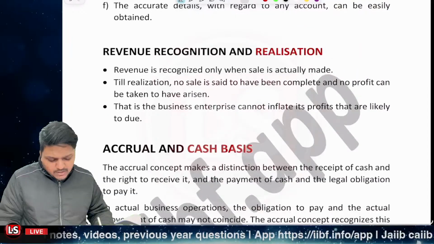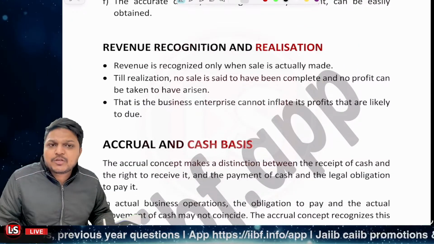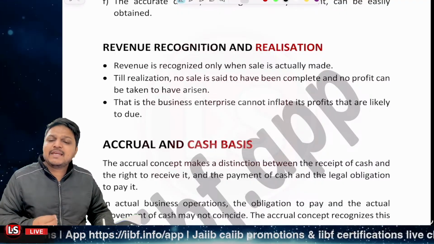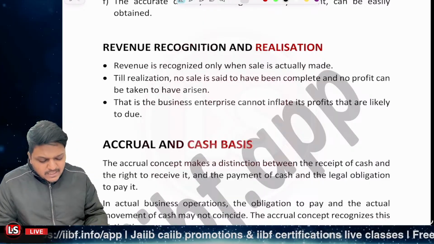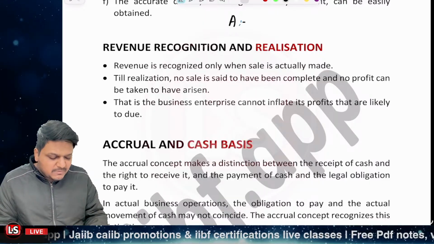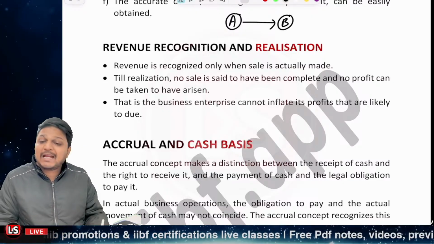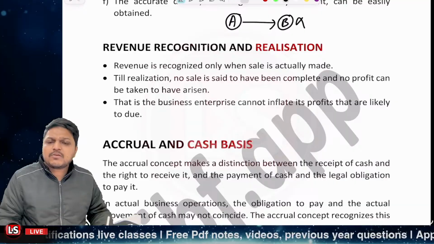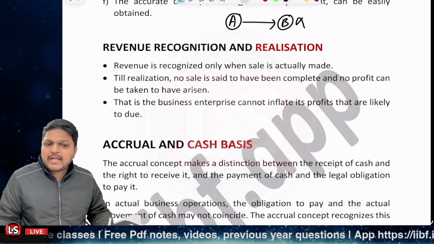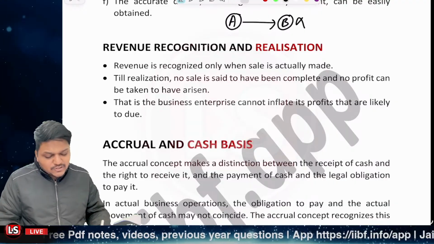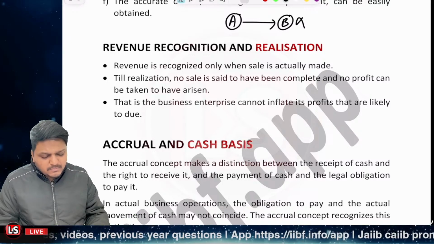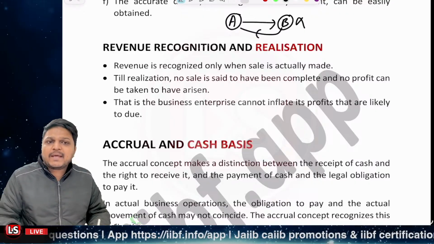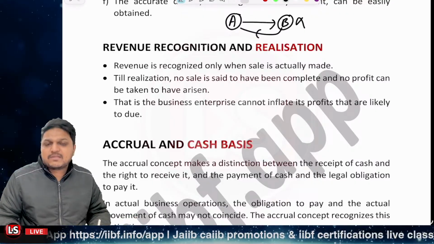Further, it's related to revenue recognition and realization. We are to recognize the revenue when the sale is actually made. Let's say A promised that I'll be buying product from you after 2 months. B cannot record it as a sale because it is not realized, right? It will be realized when the product is actually sold by person B to person A, when the delivery has been made, when the payment has been made, then only it can be realized.